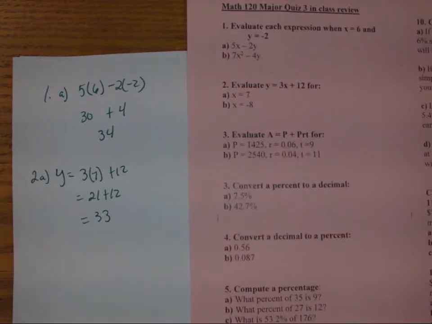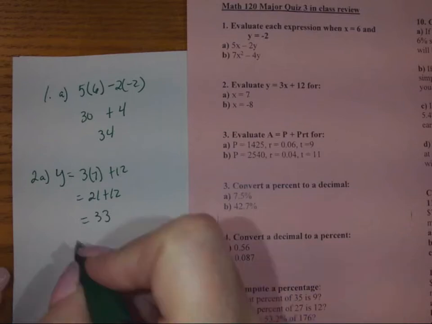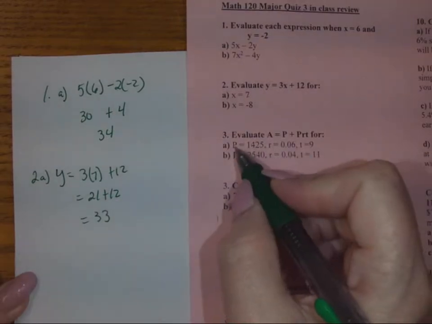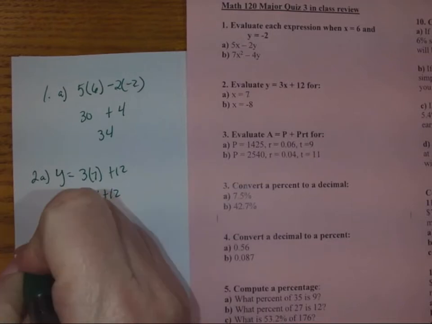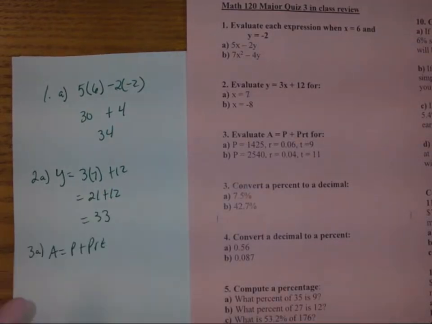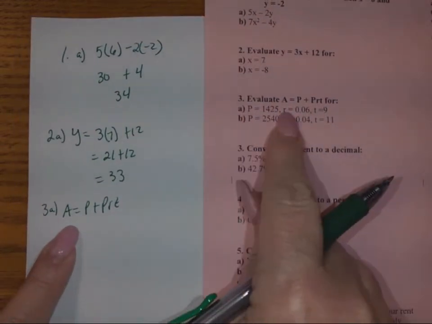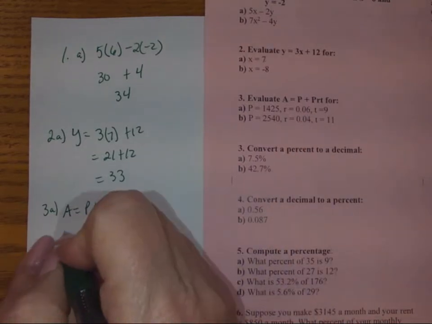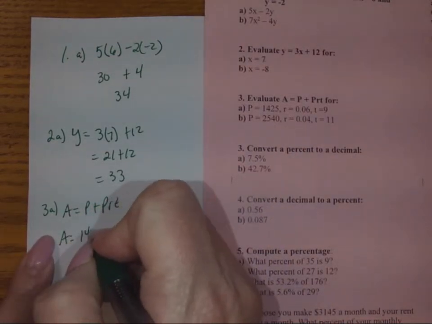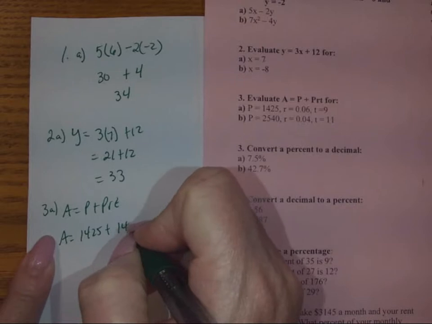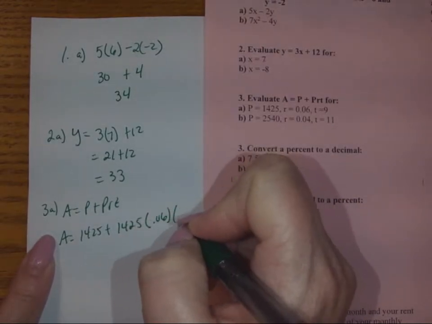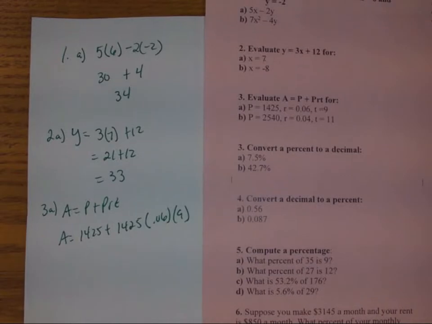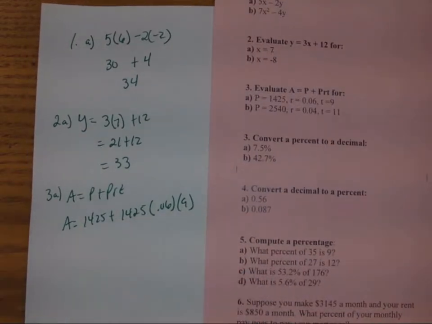All right, the next evaluate is A is equal to P plus PRT. So we need to plug in P for both places. This will be number 3a. We're plugging in for P, r, and t. So A is equal to 1425 plus 1425 times 0.06 times 9, plugging in our values. That 1425 is in both places.